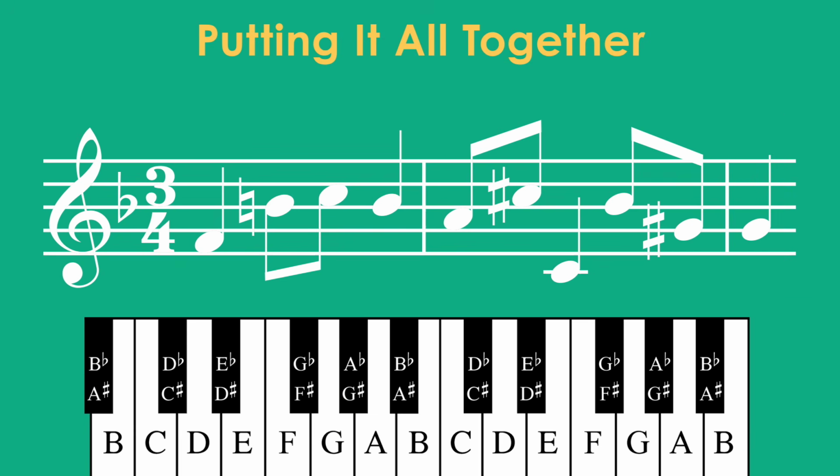Let's go through it one more time. So F, B natural because of the natural sign, C, B natural because the natural carries through the bar, A, C sharp because of the sharp sign, C because that sharp doesn't affect other octaves, B flat because of the key signature, G sharp because of the sharp sign, and G because that G sharp does not carry over the bar line.